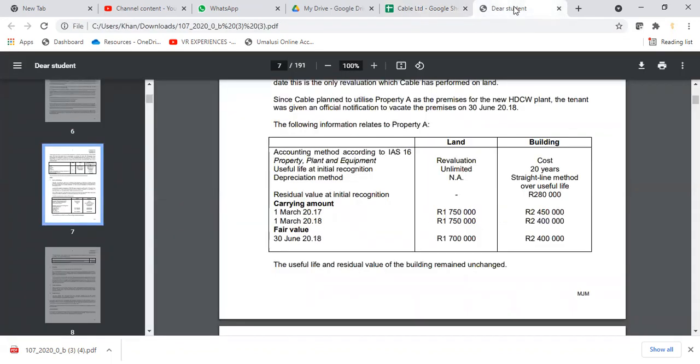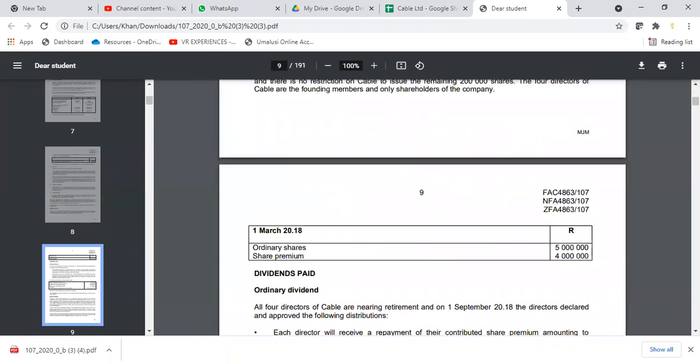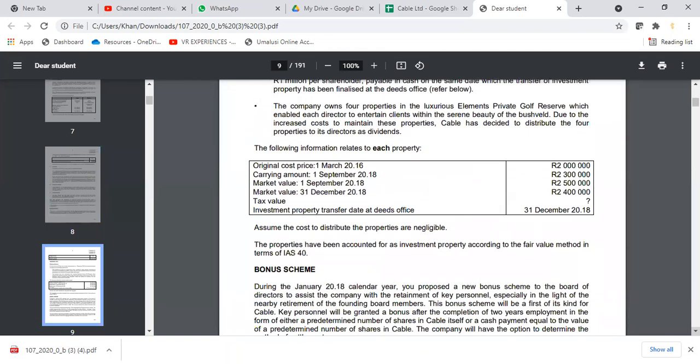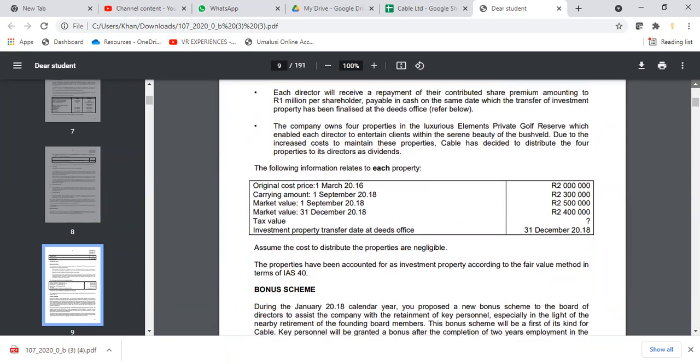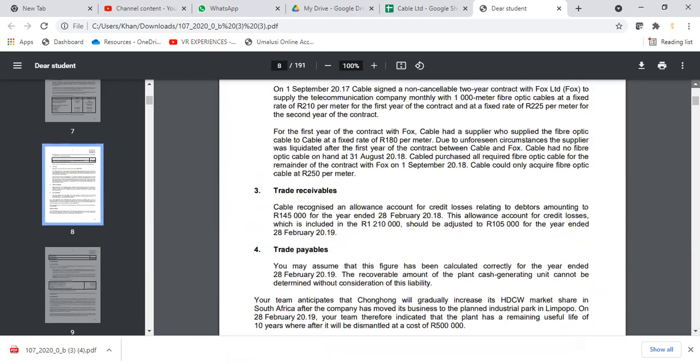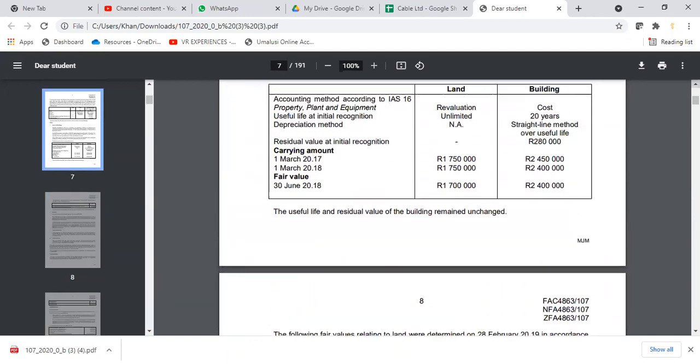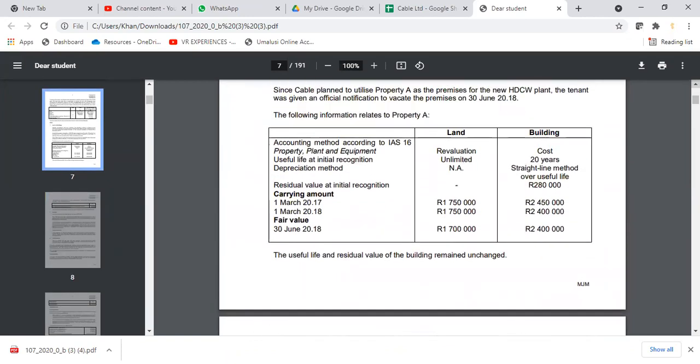Okay. So 30th June, the useful life remained unchanged. Cost, 20 years straight line. Okay, just the question now is what was the useful life?